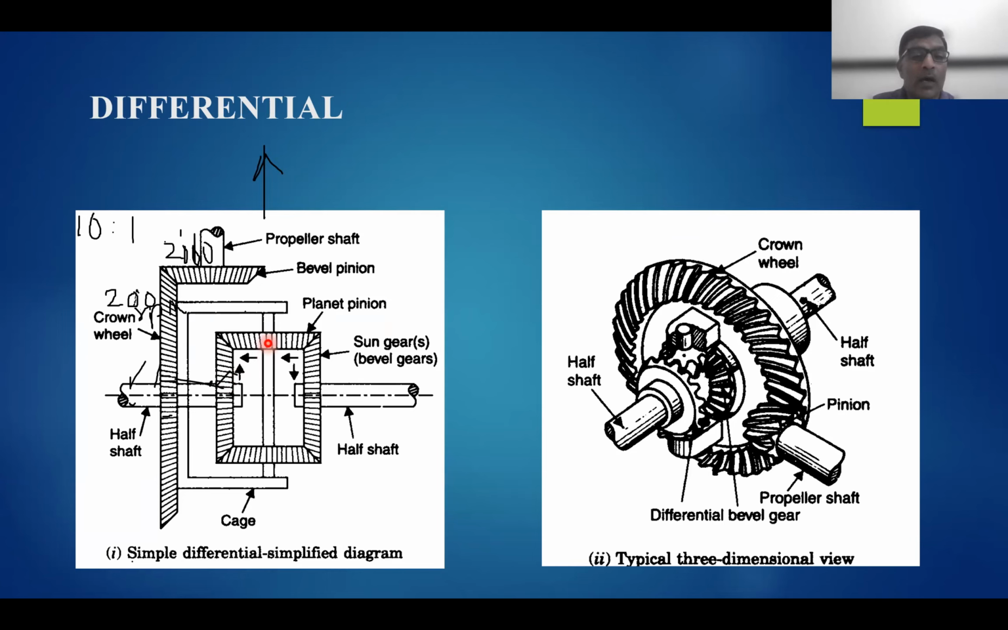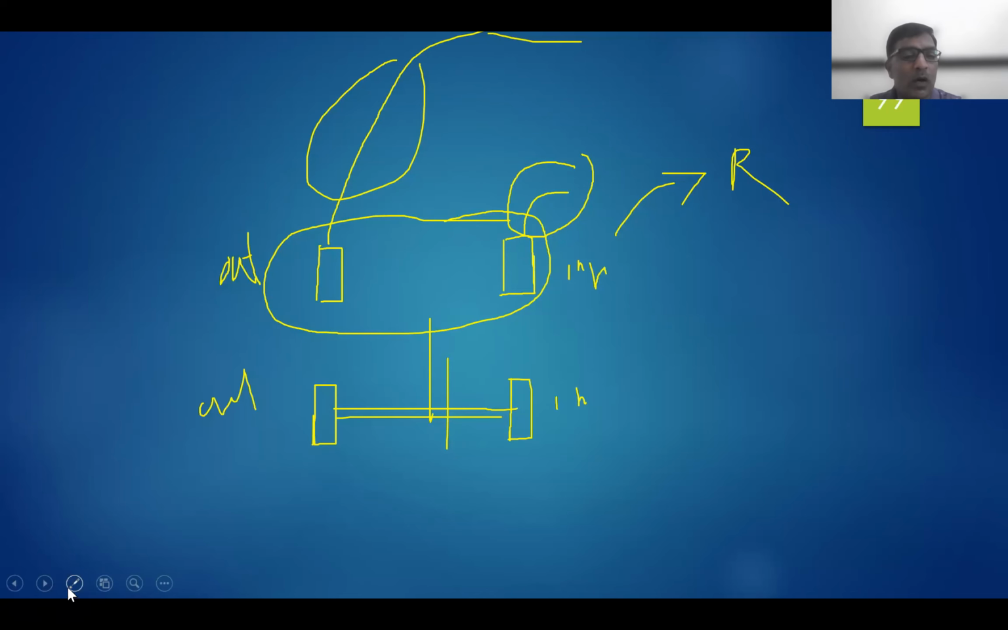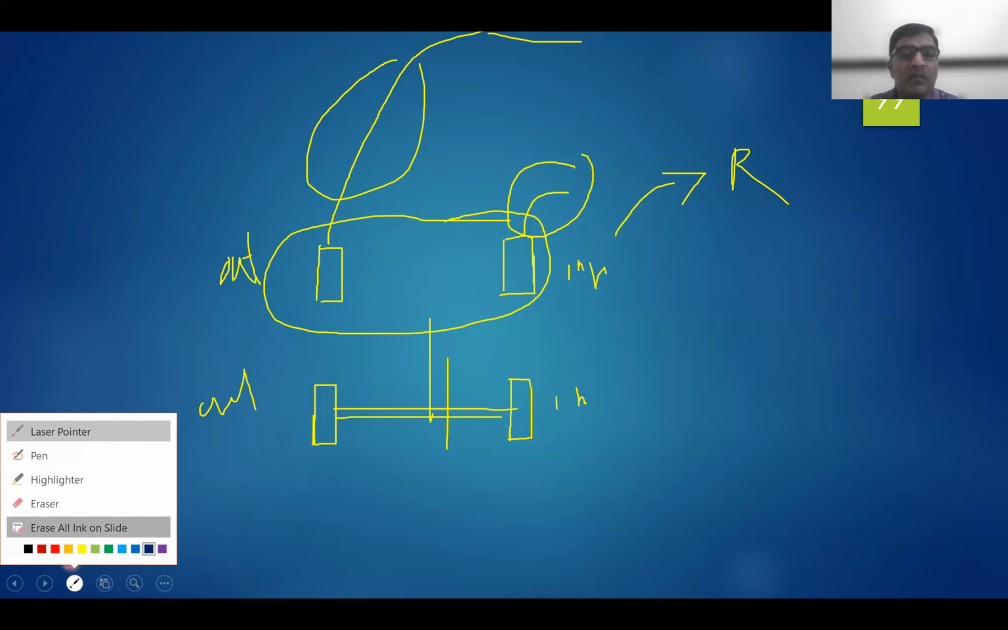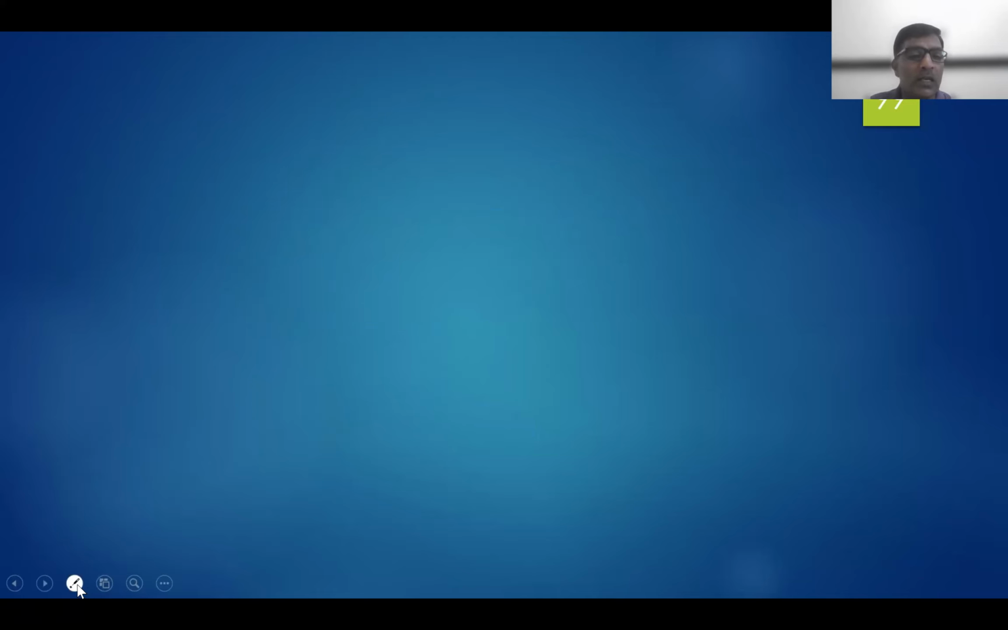So how to increase the speed? For that, these planet pinions are provided. Now let us see. You can see here, this one is the planet pinion, this is the planet pinion, this one is the sun gear, this one is the sun gear. So I will draw one figure to show how the speed is going to be increased. So we have to see. I will just draw one figure.